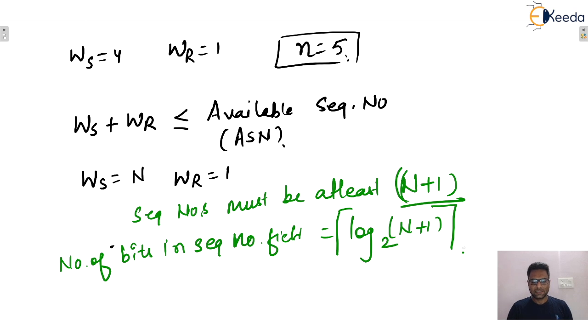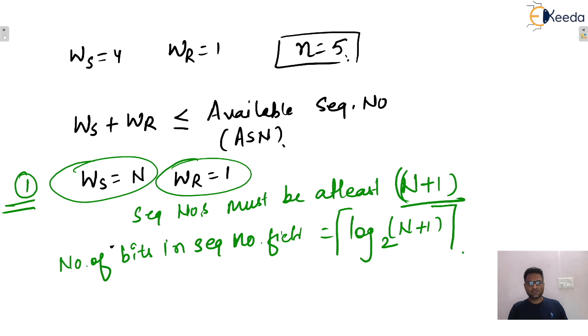Okay. Next one. That was the first point, isn't it? The sender window size is given to you, the receiver window size is 1, then the sequence number must be at least n plus 1, isn't it? Okay. Next, the second point.